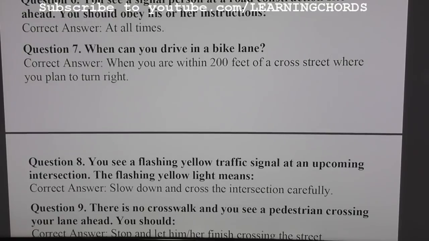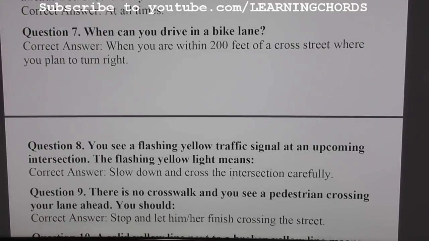Question 9, there is no crosswalk and you see a pedestrian crossing your lane ahead. You should stop and let him or her finish crossing the street. In California, pedestrians have the right of way at all times. If somebody crosses a street and cuts you off, you need to stop for them. And if you don't and something happens, even if you stayed in your lane, chances are you're not going to have any criminal problems, or not all the liability, but you need to let them go first. The pedestrian in California has the right of way. I believe in New York, the pedestrian does not have any rights to anything.